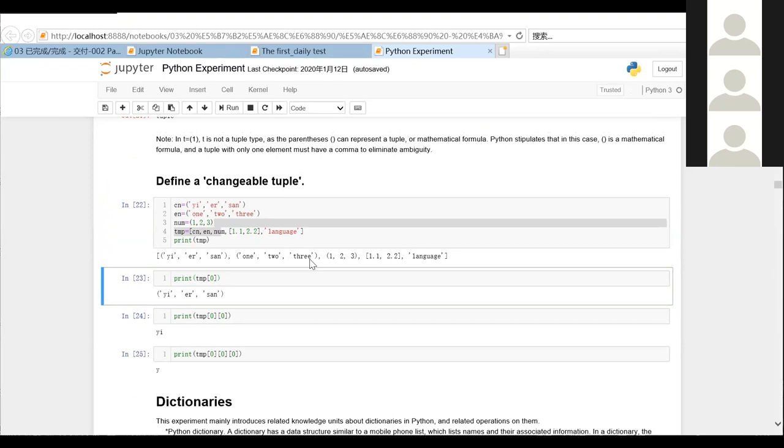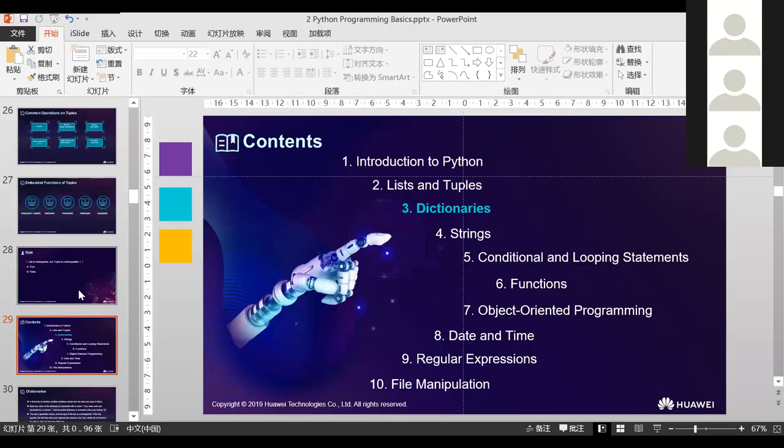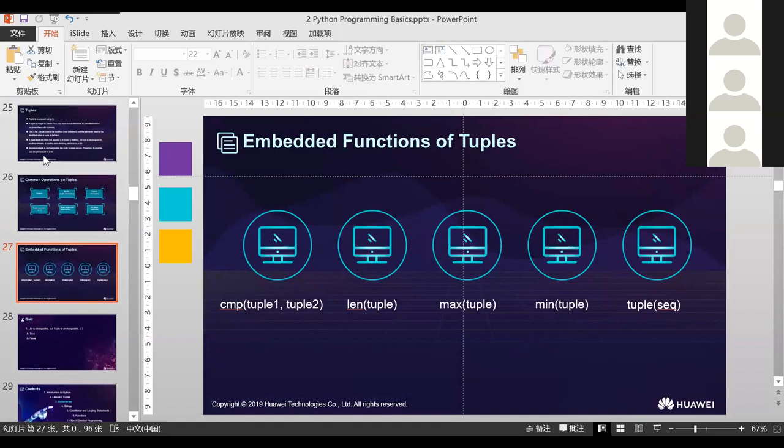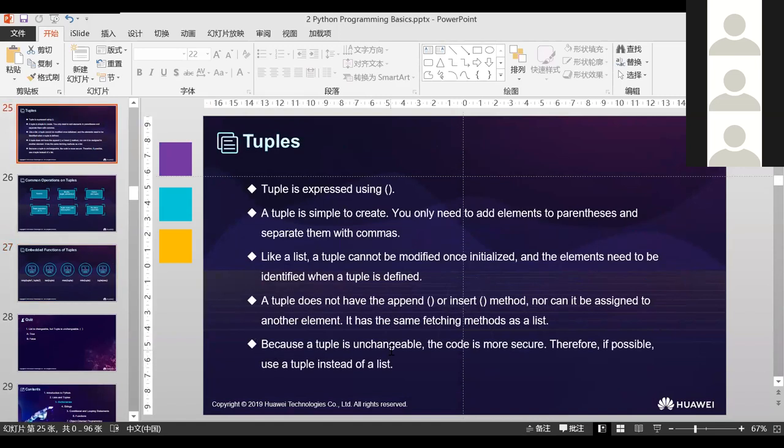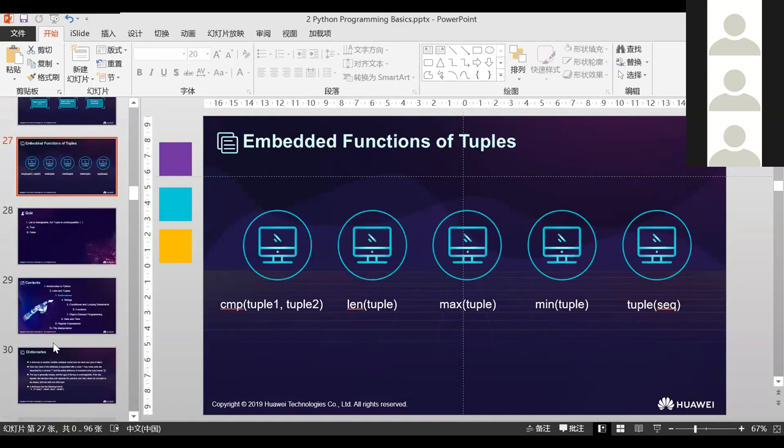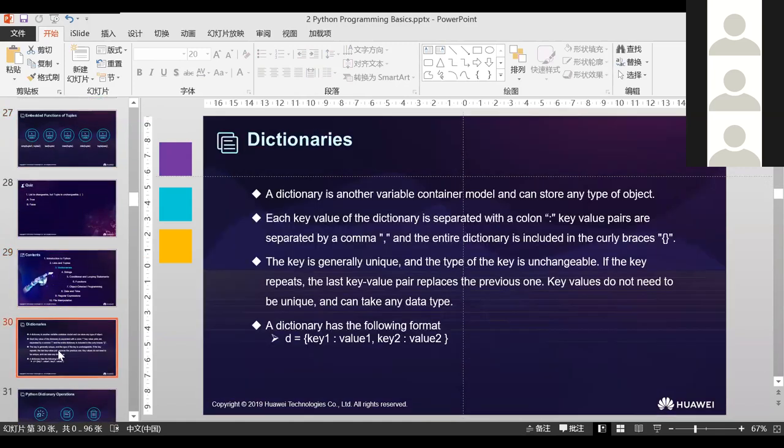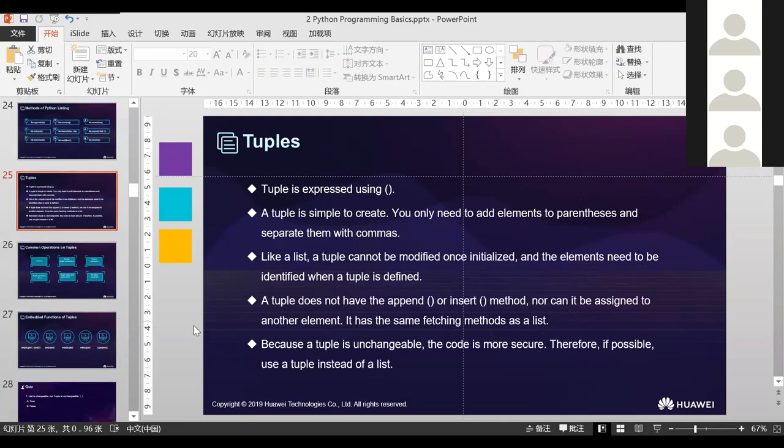That is tuples, and the key point about a tuple is that it is unchangeable. We cannot modify the value of a tuple once it is initialized. I have a question: where can we use these tuples? For what purpose?